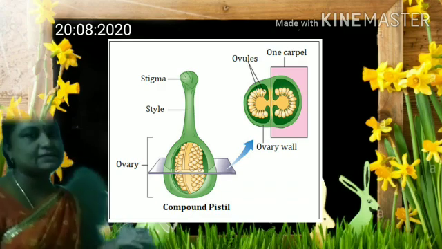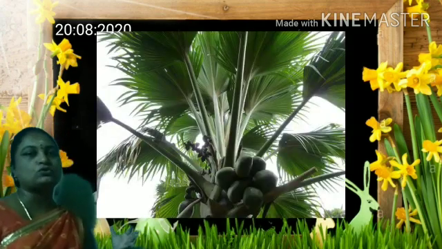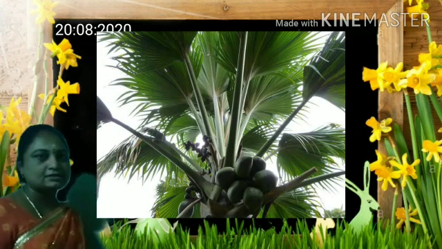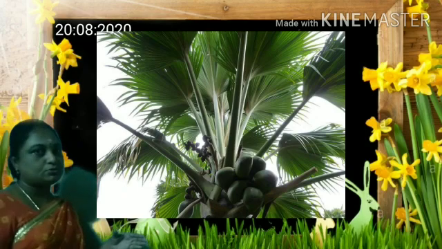Next we can see some interesting facts about plants. Okay, how can we get the plants? By the seeds. Very good. So now we are going to see some interesting facts about the seeds.